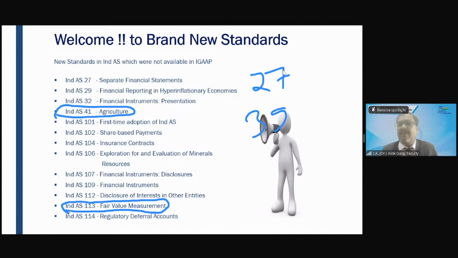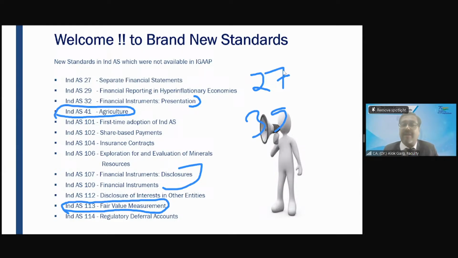Friends, in India, there was no accounting standard on financial instruments. AS 30, 31, 32 were notified, but never became mandatory. It was recommendatory. But Ind AS 107, Ind AS 109, and Ind AS 32, these three standards became mandatory standards, right? We have three standards on financial instruments.